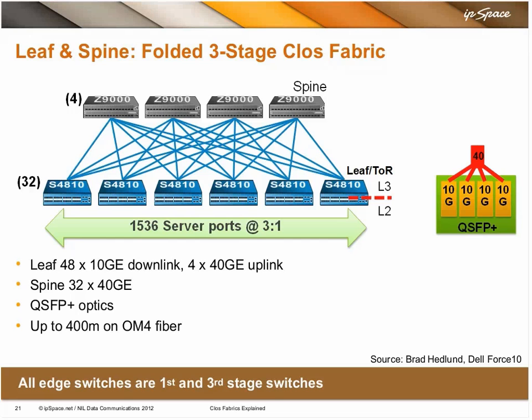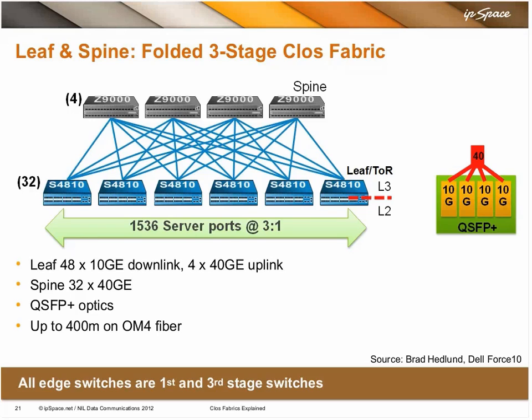Here we have a leaf and a spine in our Clos Fabric. So the leaf in this case would be the top rack switch. And as Ivan mentioned earlier, you're typically going to have a 3-to-1 oversubscription in that top of rack switch. And that is calculated based on 48 10-gig ports facing into the server cabinet for the servers. And then we have 160 gig of bandwidth as uplinks to our spine layer.